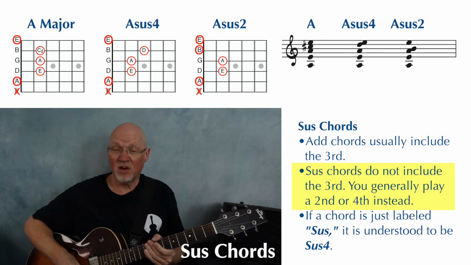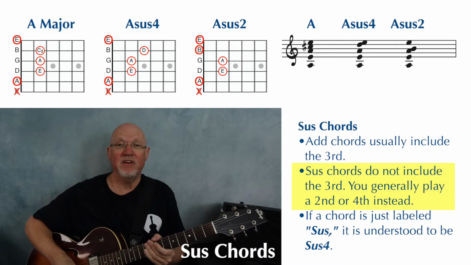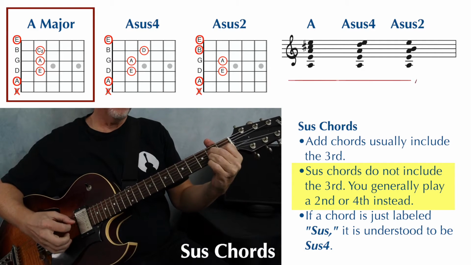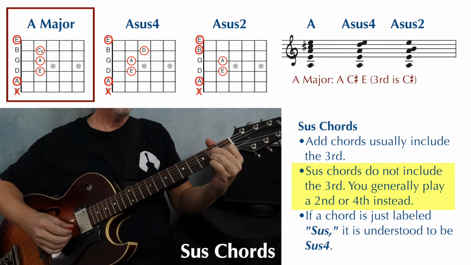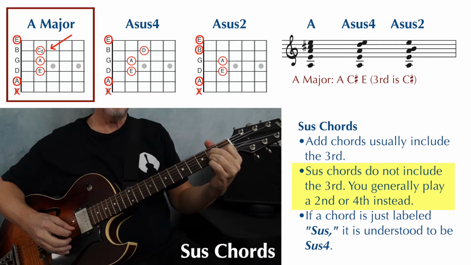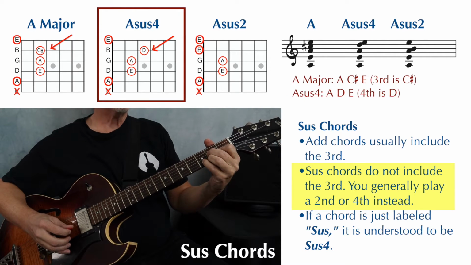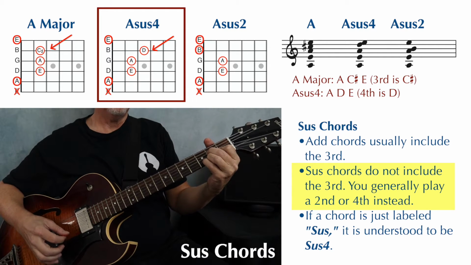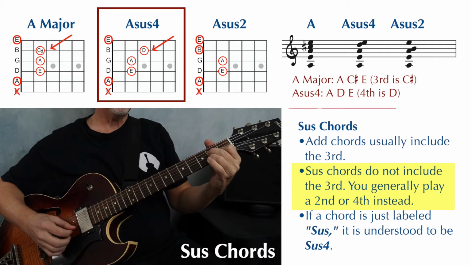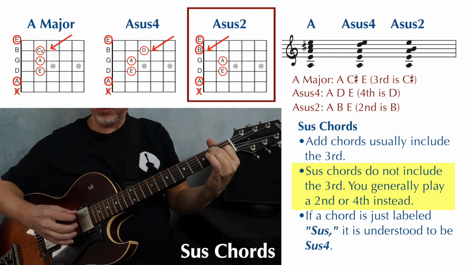And in a sus chord, the third of the chord is missing, and you play a second or a fourth instead. Here's an A major chord, which is made up of A's, C sharps, and E's. The third of this chord is C sharp. If you raise that C sharp to a D, which is a fourth above A, you now have an A sus4. And if you take that C sharp and lower it to a B, which is a major second above A, you now have an A sus2 chord.